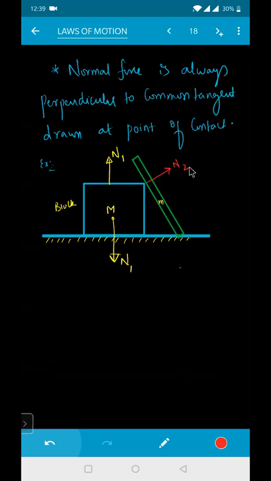So this will be equal to N2. And this will also exert the same amount of normal on this one. So this one is also your N2, because these two are in contact together. So this is pressing this body and this edge is also pressing on this body. The same way this edge is pressing on the ground. So this will exert one normal force on the ground.